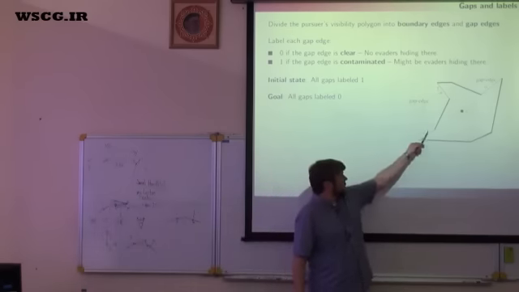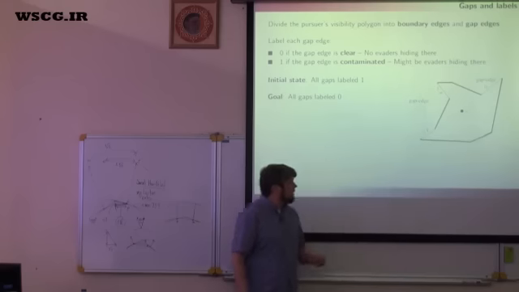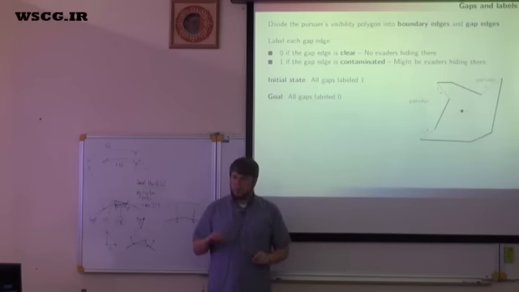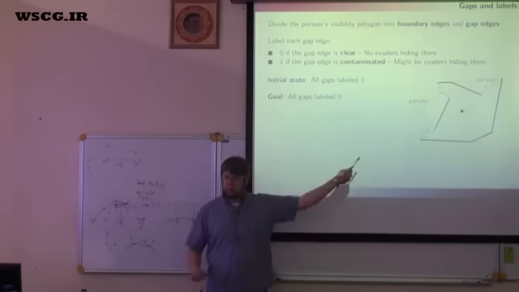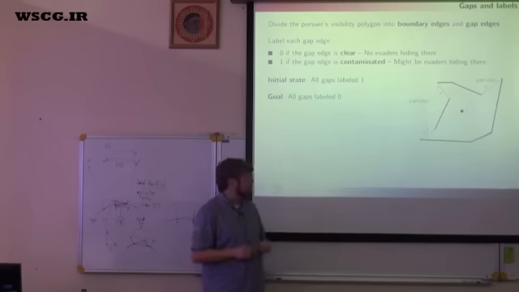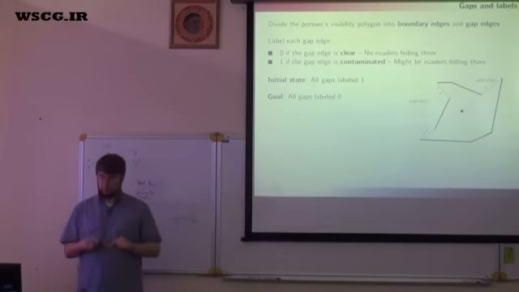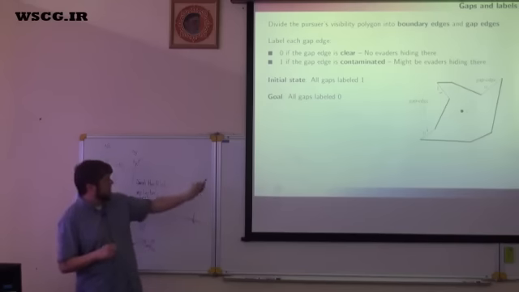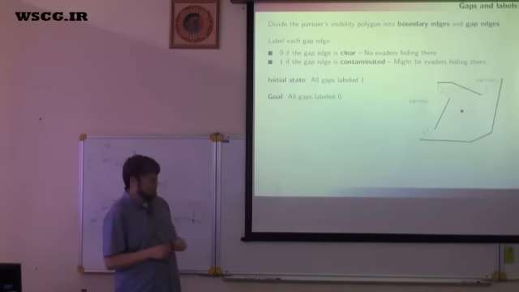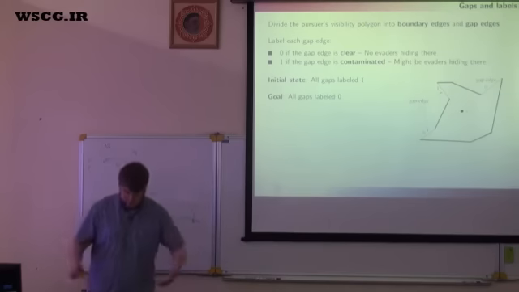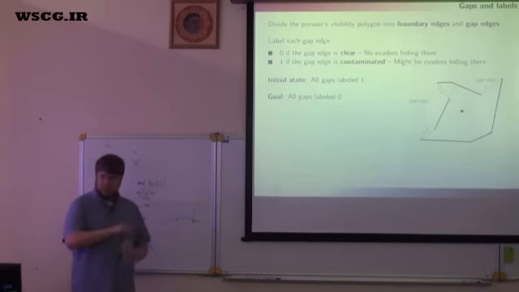So anytime we label a gap edge with a 0, that means based on what's happened in the past, we know for sure that there are no evaders hiding behind that gap edge. And if we label a gap edge with a 1, that means we don't know. So 0 refers to cleared, and 1 we'll call contaminated. Contaminated meaning maybe there are evaders there, maybe not. We don't have enough information.